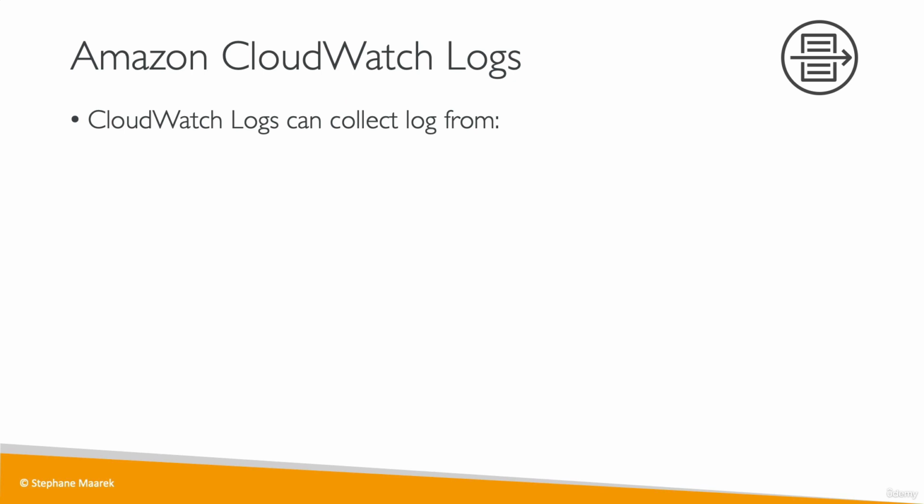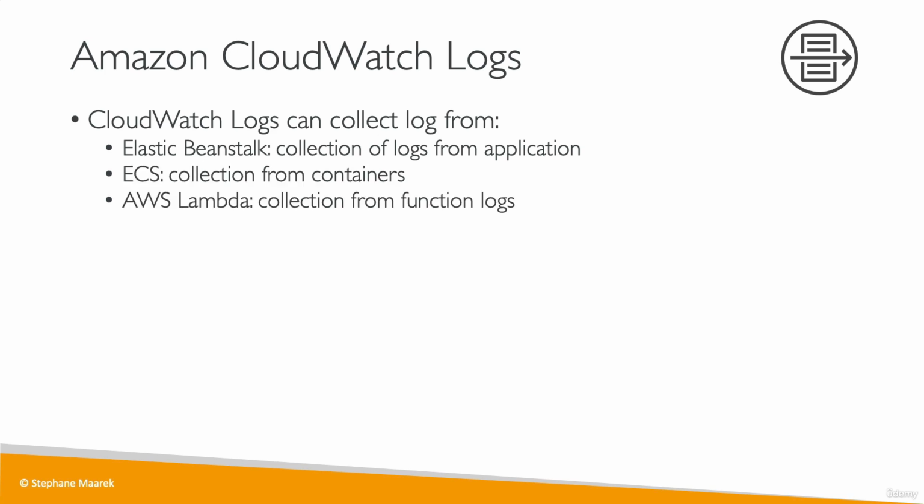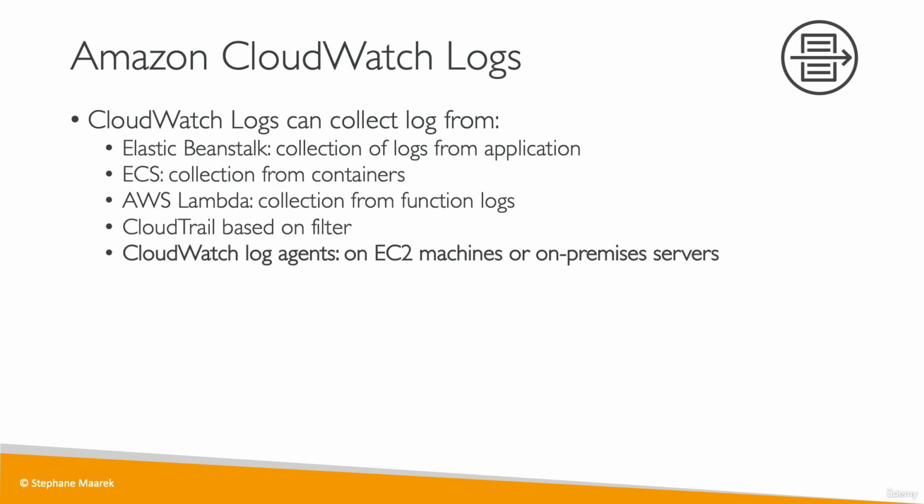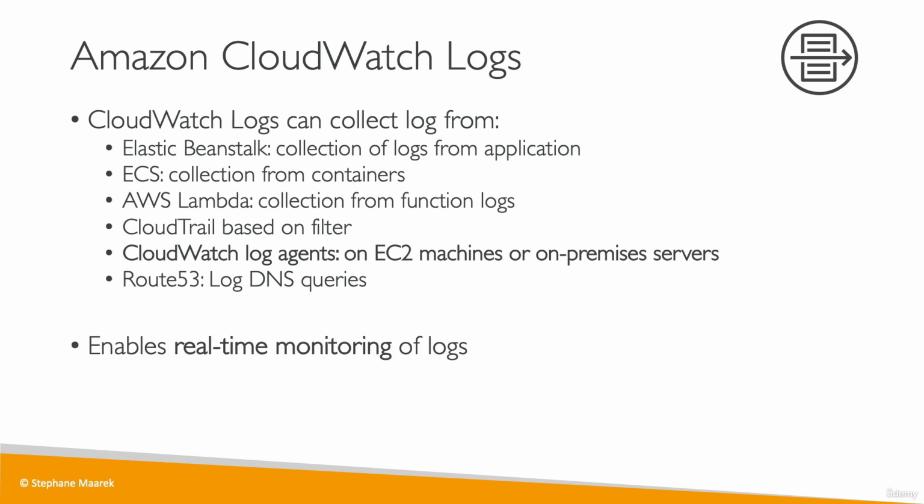These logs can exist in different forms, but you can collect the logs from Elastic Beanstalk, ECS, Lambda, CloudTrail, the CloudWatch Logs Agent, which is when you install a log agent on an EC2 machine or an on-premises server to get your logs directly from that server onto AWS, or Route 53 for logging DNS queries. And CloudWatch Logs, when you collect all these logs, allows for real-time monitoring of your logs. And with it, you can react to whatever is happening within your logs.